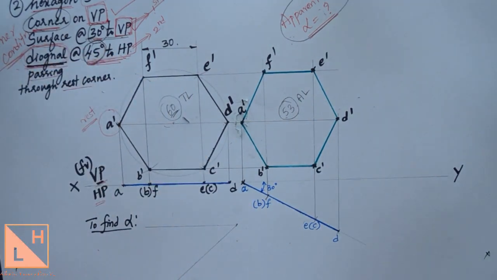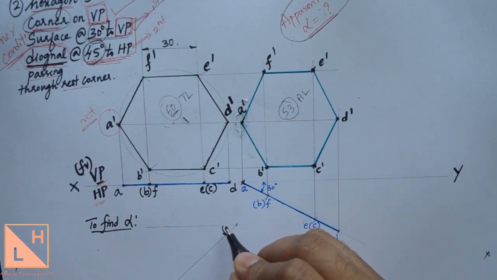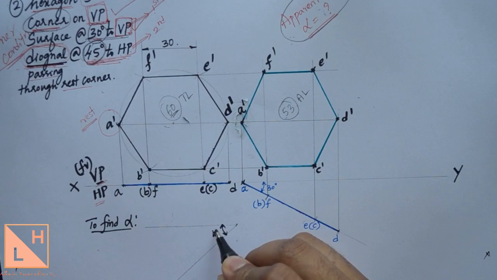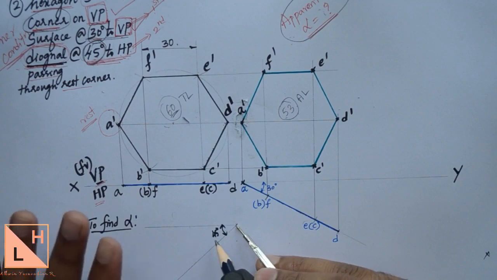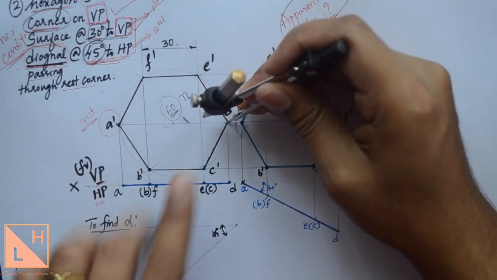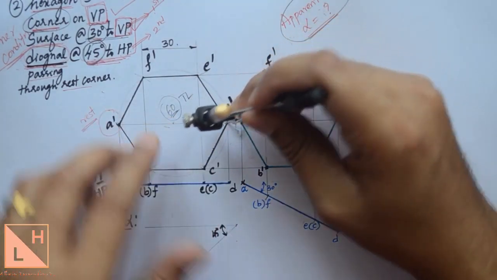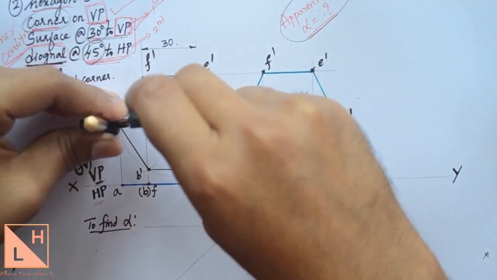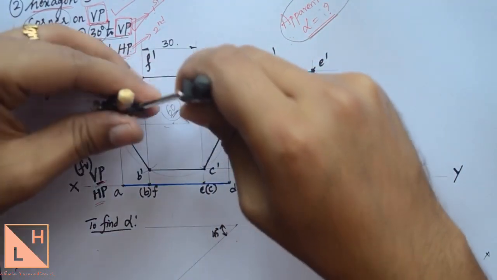Now proceeding further, the next thing you do is, on this true angle, which is 45 degrees, you project the true length of the diagonal. The true length of the diagonal is present in the first position, that is 60 millimeters. You can measure it using the compass, 60 millimeters.